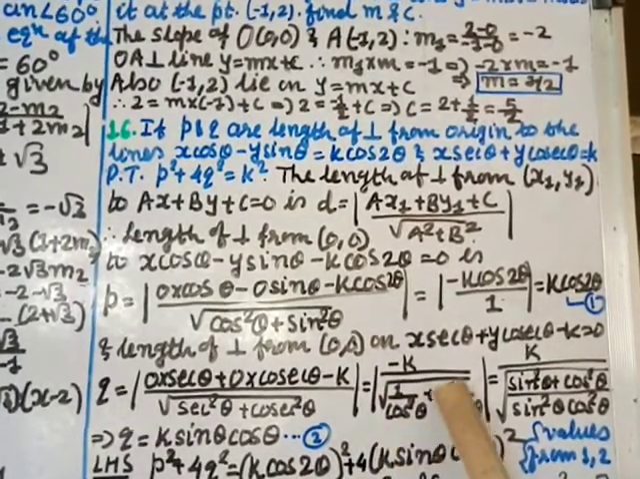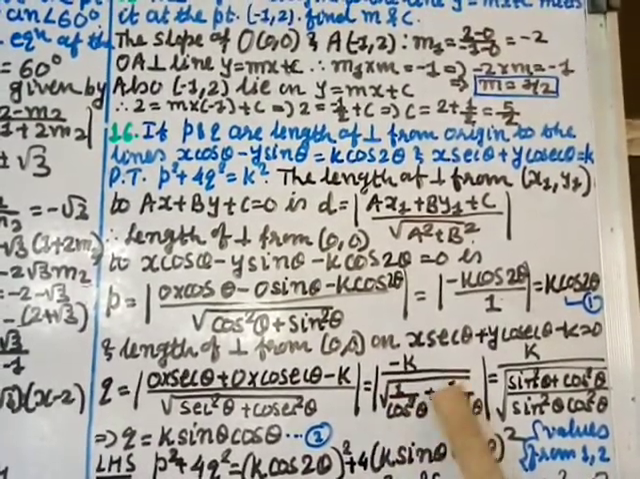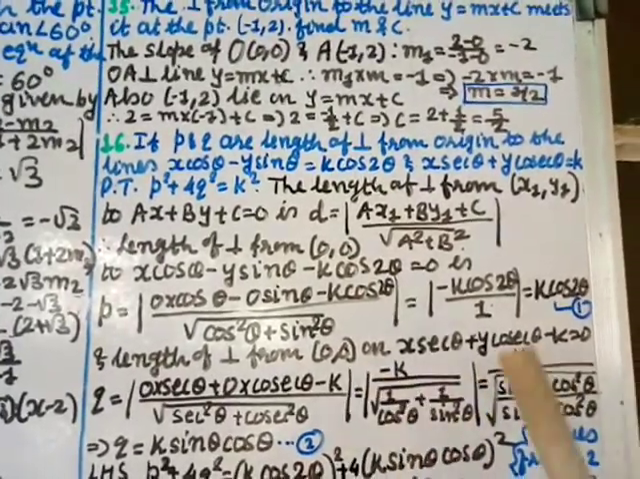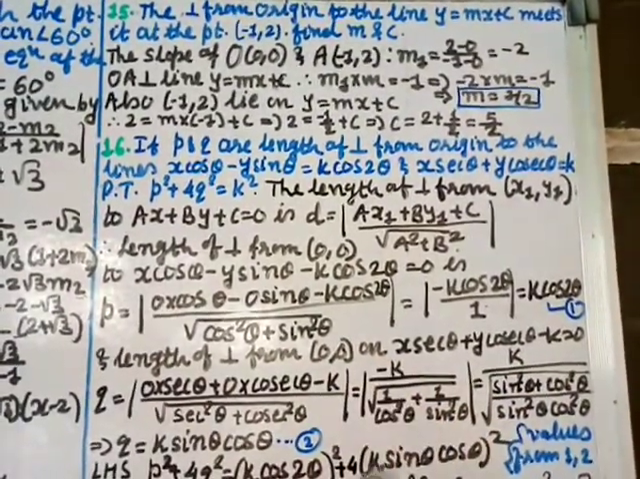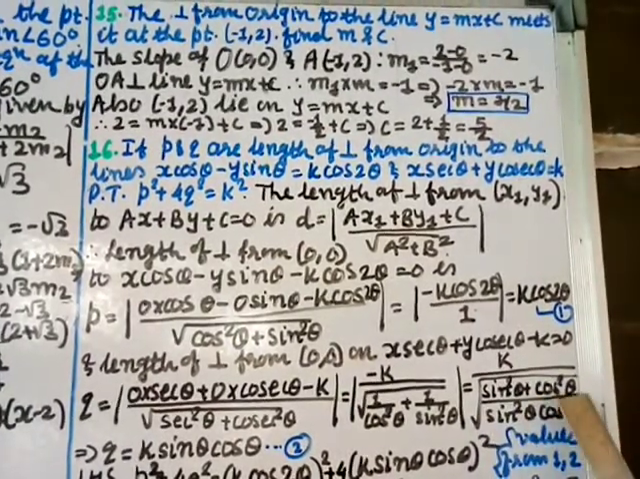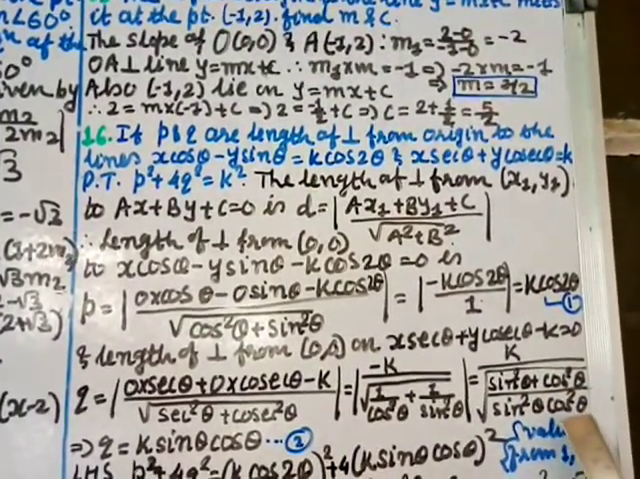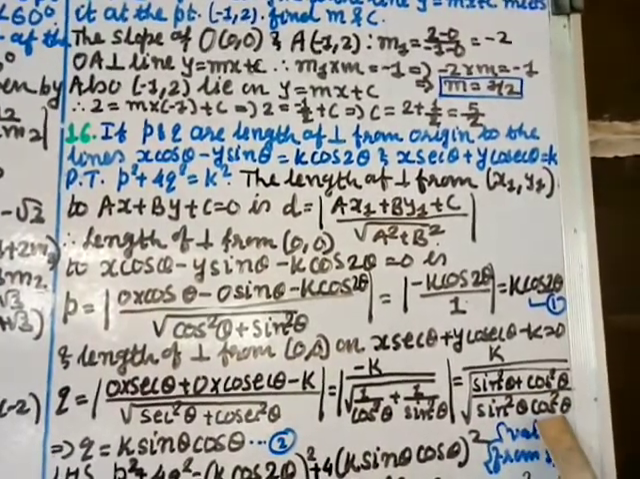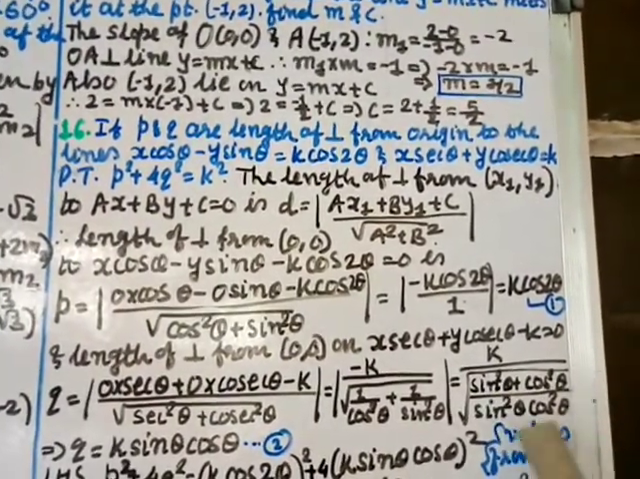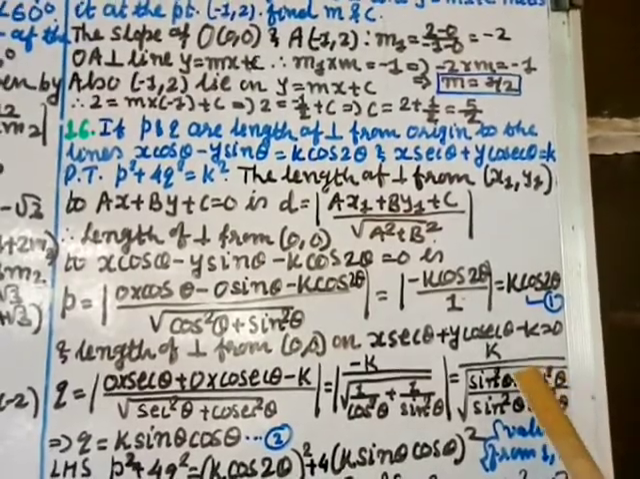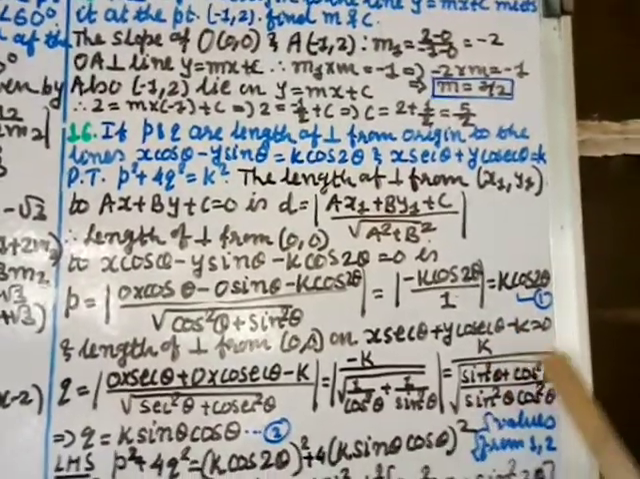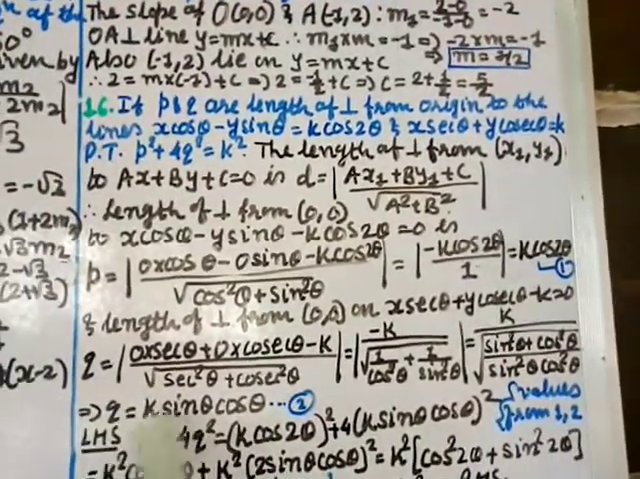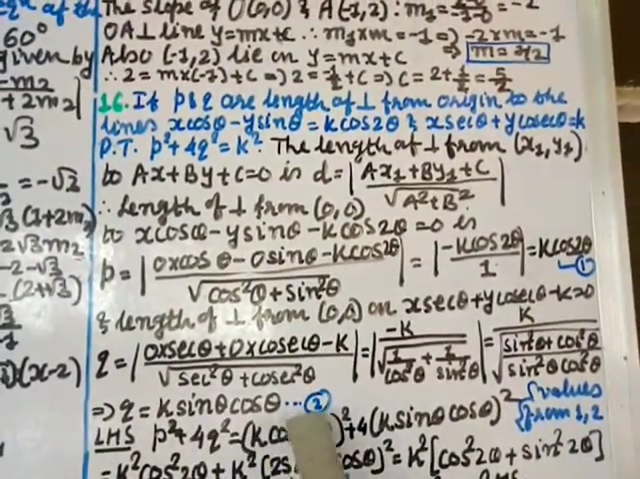Take LCM here, so sin square plus cos square divided by sin square into cos square. So equal to k, take out the modulus, so the negative sign cancels, under the square root sin square plus cos square divided by sin square into cos square. Sin square plus cos square is 1. Sin square theta cos square theta, if you take out of the square root it gives you sin theta cos theta, and it is 1 by that, so it goes to the numerator, and you get here k into sin theta cos theta. So I have written here q equal to k sin theta cos theta, call it number 2.